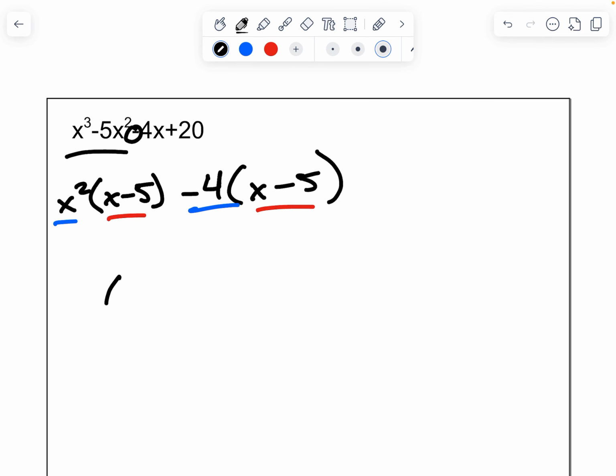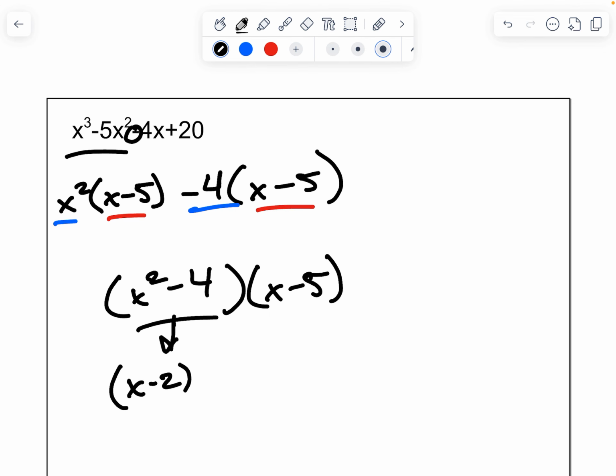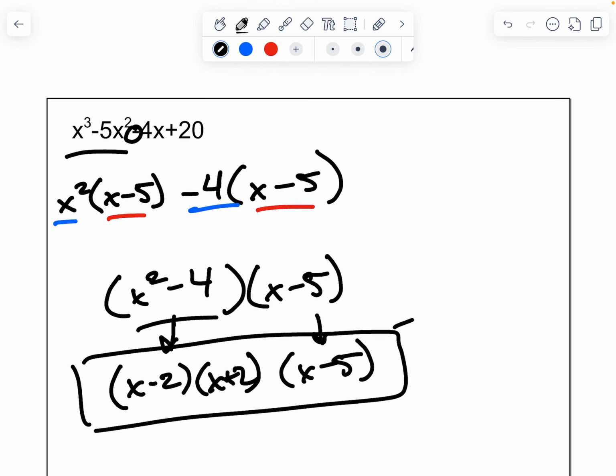Again, we'll have an outside group and an inside group. And look at your things again. Make sure that you cannot break them down any further. In this case, this x squared minus 4 is a difference of squares. So I can break it down even further into x minus 2, x plus 2. That was the first method that we talked about. And then the x minus 5 just comes down by itself. It can't be broken down any further. That's the factored form.